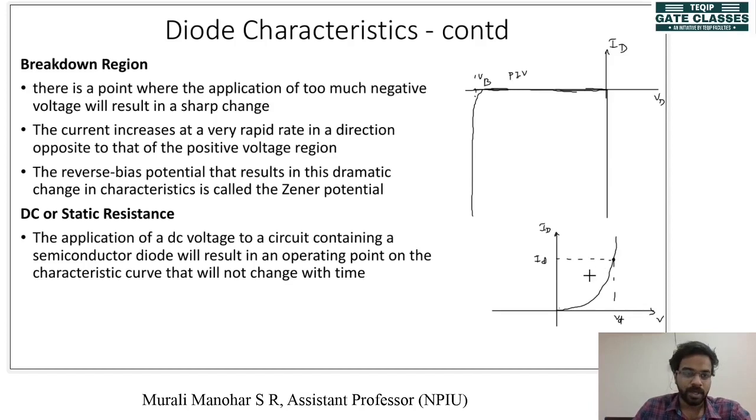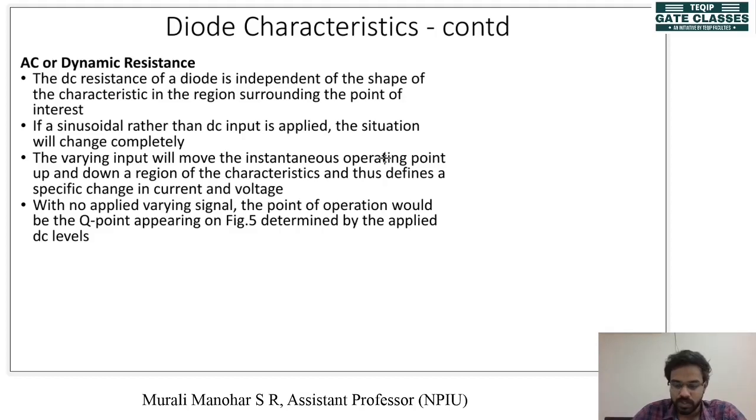So at this operating point, we'll get a resistance which is called the DC resistance, call it RDC, and it is VD divided by ID. It depends purely on the operating point of this diode. So we have seen that the DC resistance doesn't depend upon the shape of the characteristics of this diode. When we look at the AC resistance, there are two types of AC resistance. One is called dynamic AC resistance, and the other one is called average AC resistance.